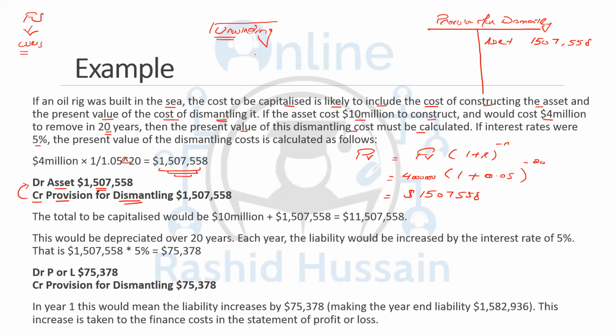All are fine. So what has unwinding to do with this financial statement and the users? What is the link between this unwinding and the users? Now, the original liability is actually 4 million, which is going to be incurred after 20 years. Now, if we keep the liability at this 15,07,558 for the remaining 20 years, then we are going to understate the liability.